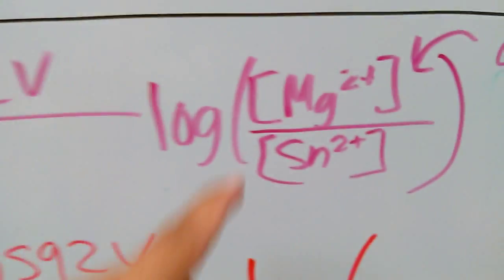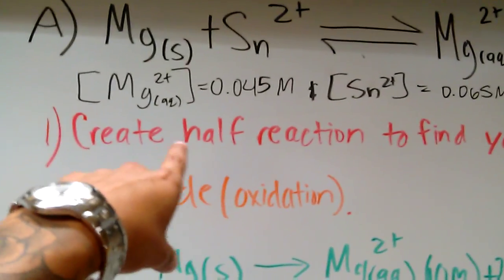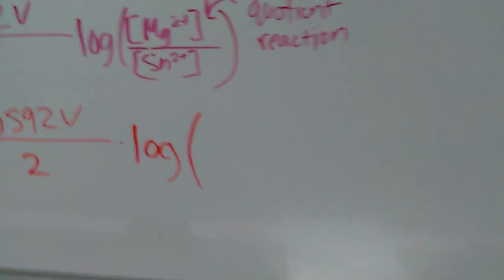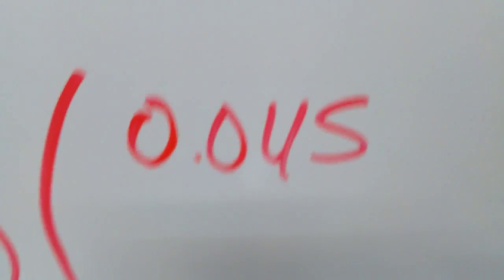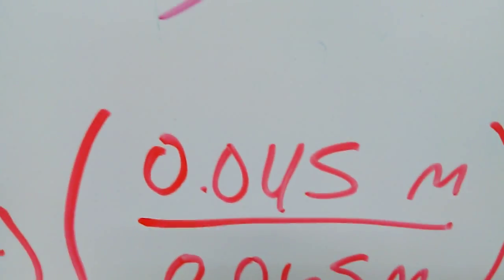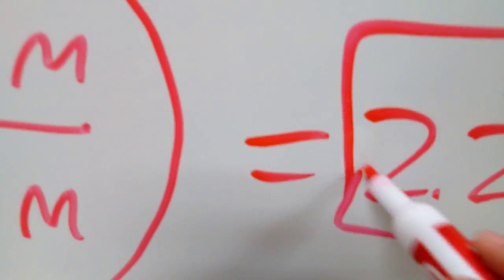Now in the reaction quotient, as you can see here, there are brackets. Brackets represent the concentration or molarity. So with this, it's already provided to us here. We have 0.045 and 0.065 molarity. So we're just going to plug that in here: 0.045 molarity over 0.065 molarity. If we calculate this out, you should put everything in the calculator. It should be nice and simple. You should come out with 2.23 volts, which you can tell there's really no reaction from that, but that's fine.